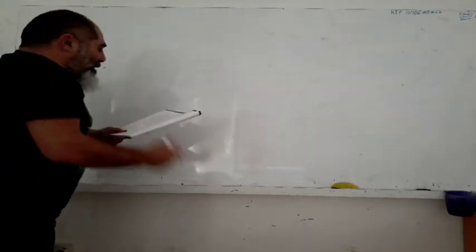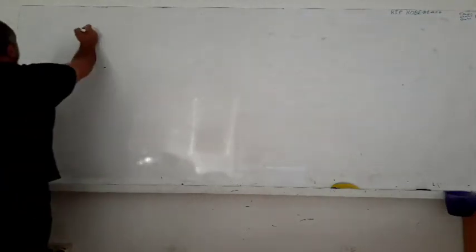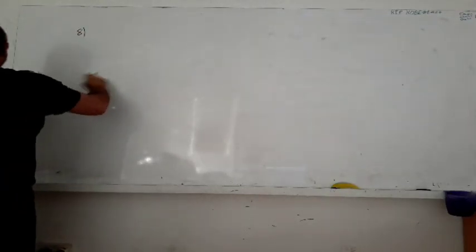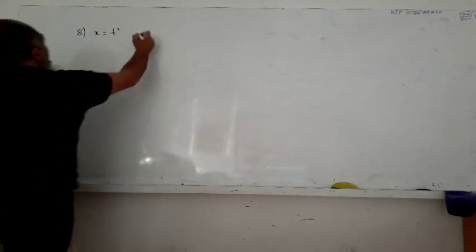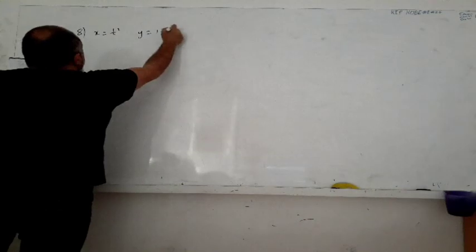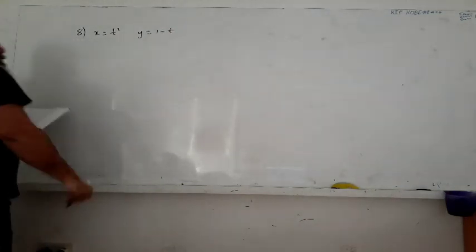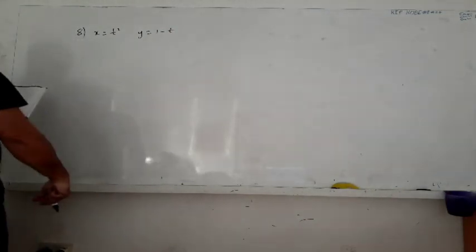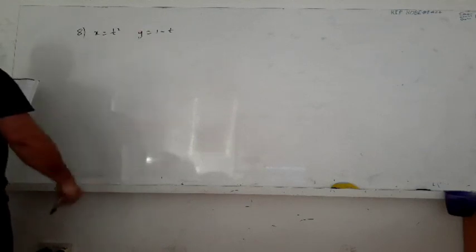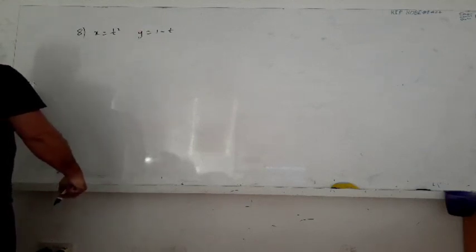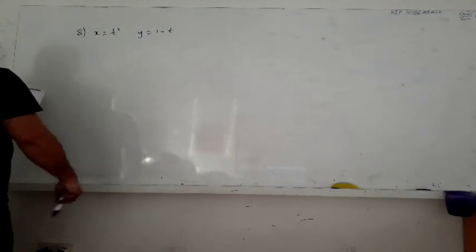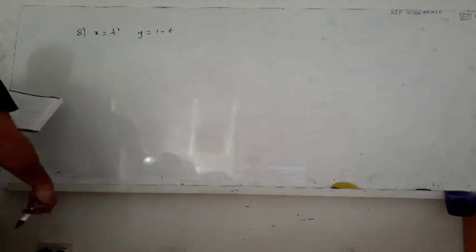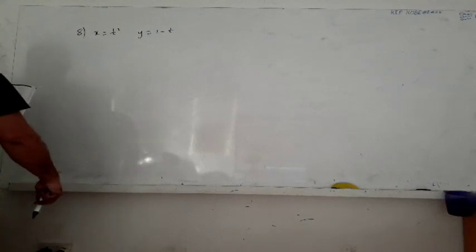And question 8. x is equal to t squared, y is equal to 1 minus t. These are the parametric equations of curve C. The curve is rotated about the x-axis by 2 pi radians from t is equal to 0 to t is equal to 1. Find the exact volume generated.